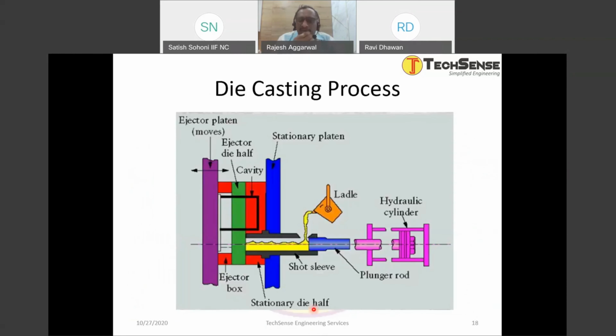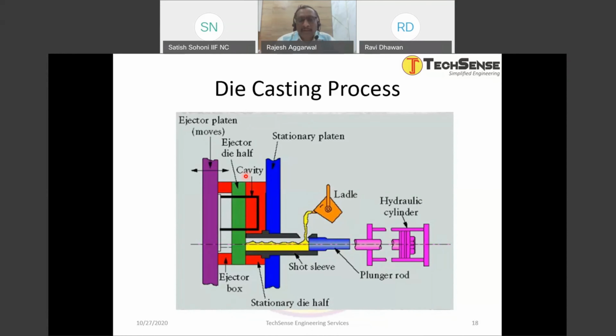Let me go back to the previous slide over here. We're talking about the casting process. When the metal is coming into the cavity, what is inside the cavity before the metal comes in? The cavity inside is filled with air, right? So whatever the metal flow rate coming inside the cavity, the air also should be removed from the cavity with a similar flow rate.